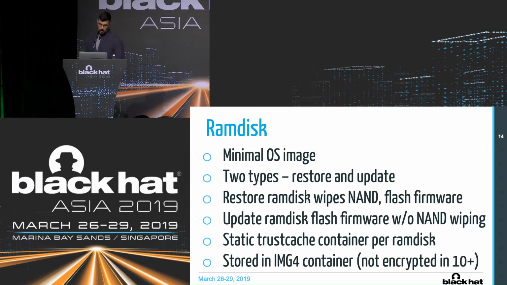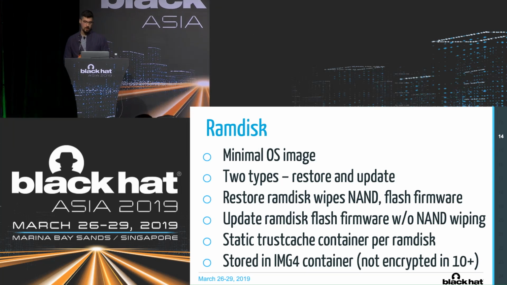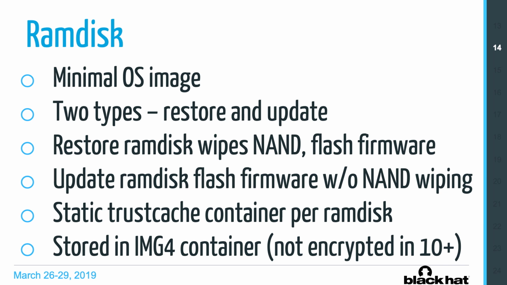The next one is the RAM disk. So the RAM disk is like a minimum OS image. It's like a minimum set of frameworks and command line tools that are used for restore and update purposes. And that's why we have two types of RAM disk. The only difference is that the restore RAM disk wipes everything from NAND and then flashes the firmware. And the update RAM disk doesn't wipe NAND, it's just applying the different deltas during the update process.